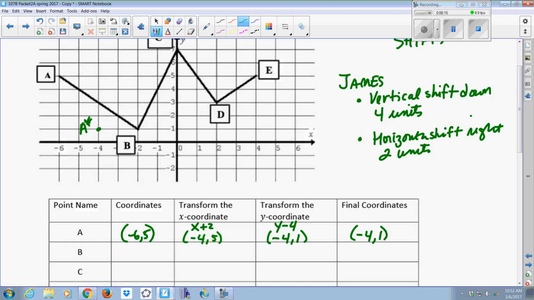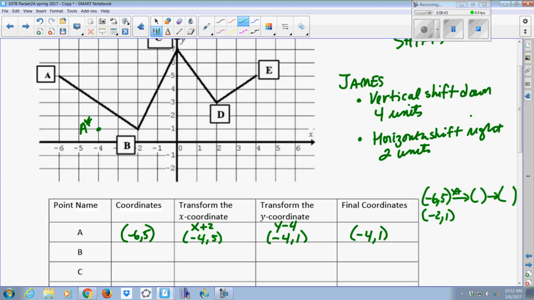Okay. So this is going through what we did last Friday. You can go through the table like this for all 5 points and then graph your new one. The other thing you can do is you could literally take each of your points, -6,5, and I'll just do 2 of them for you, -2,1. And you can do these little arrows like this. And notice I have 2 arrows because I have 2 transformations.